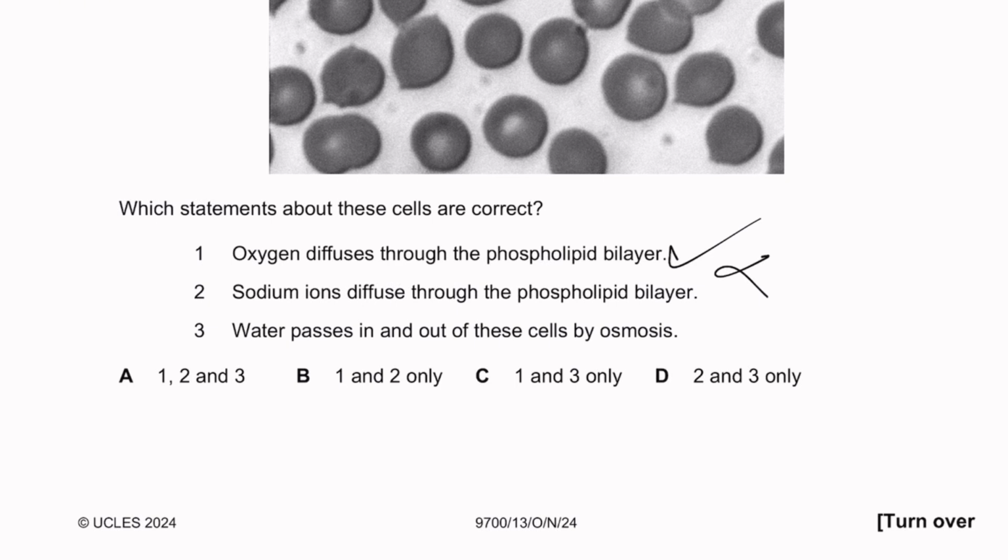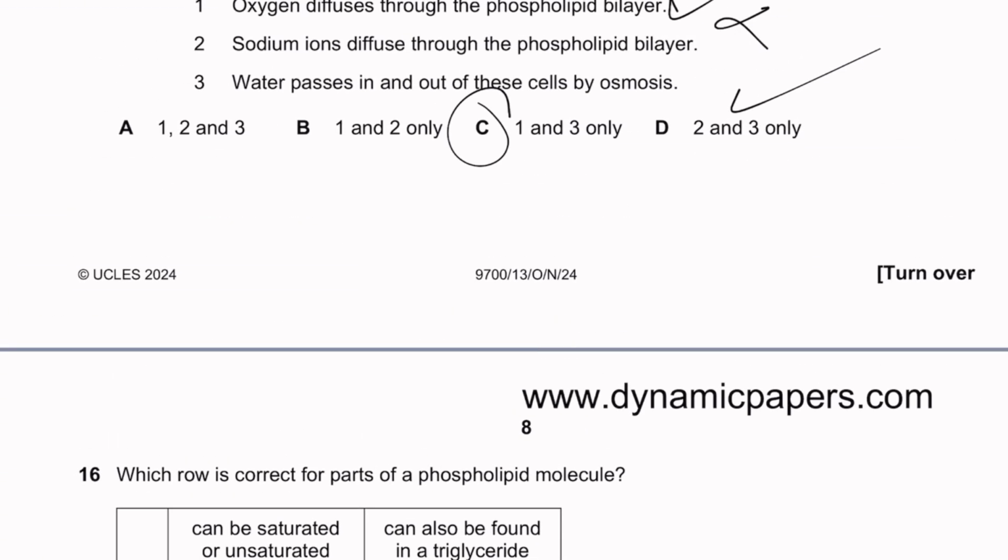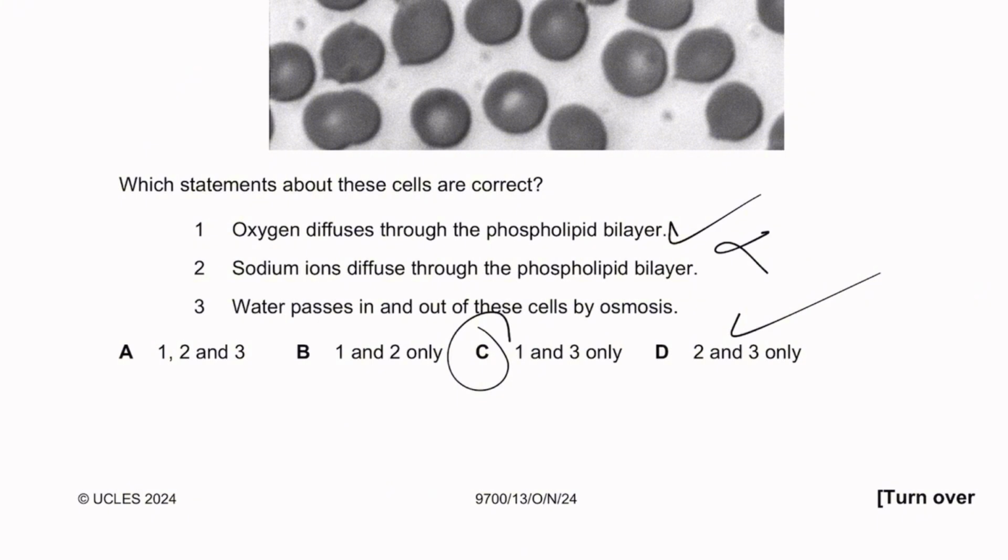Water passes in and out of these cells by osmosis. Yes, that is true. Water does pass in and out of these cells by osmosis, so it's 1 and 3 only, which is C. Okay, which row is correct? I think I want to go back to this question for just one bit. Now you're gonna ask, okay, but why do we allow water but not sodium? Water is a much smaller molecule than the sodium ion, so it's capable of passing just fine.